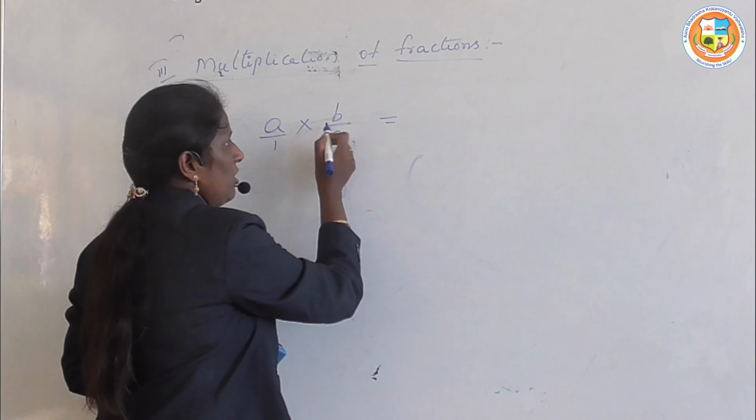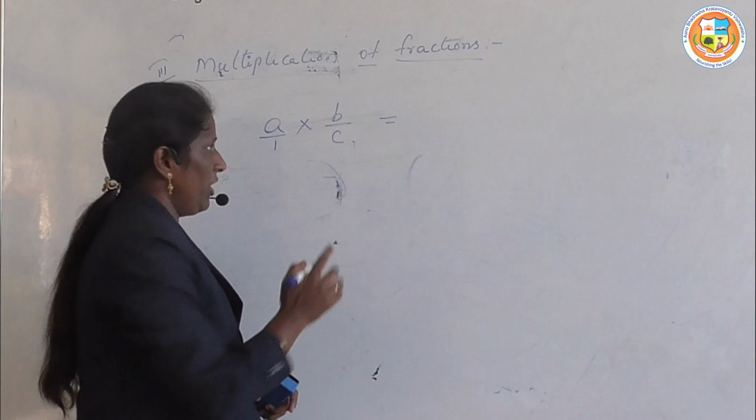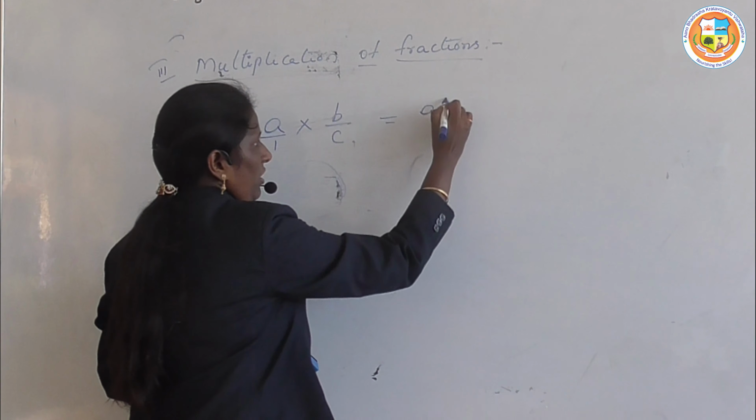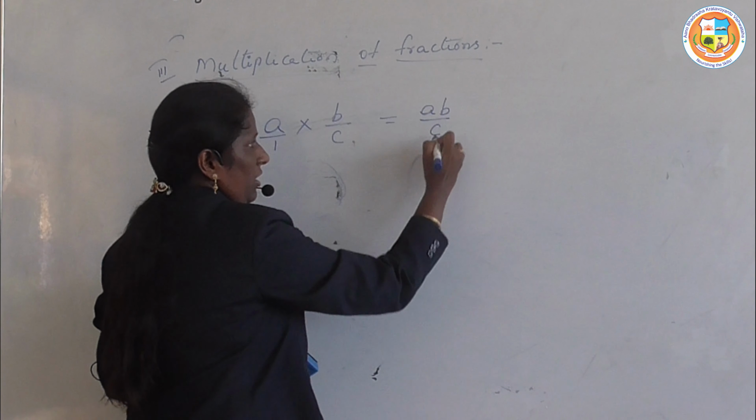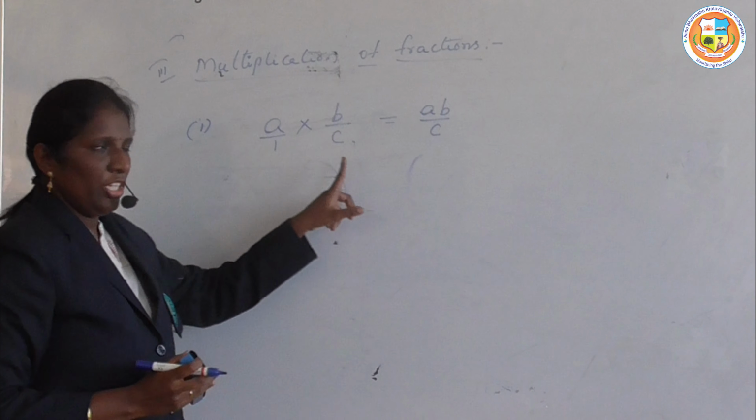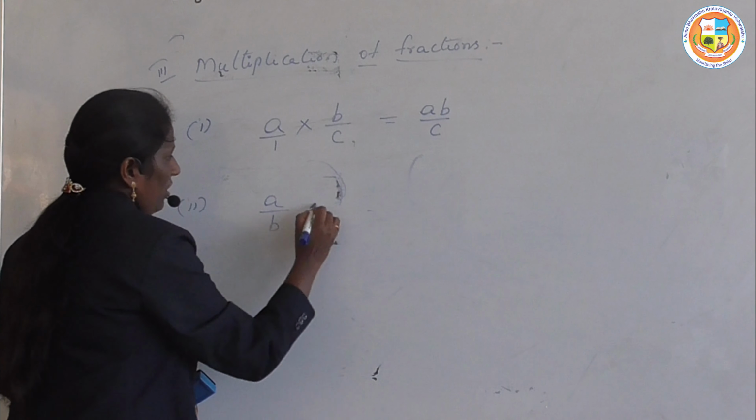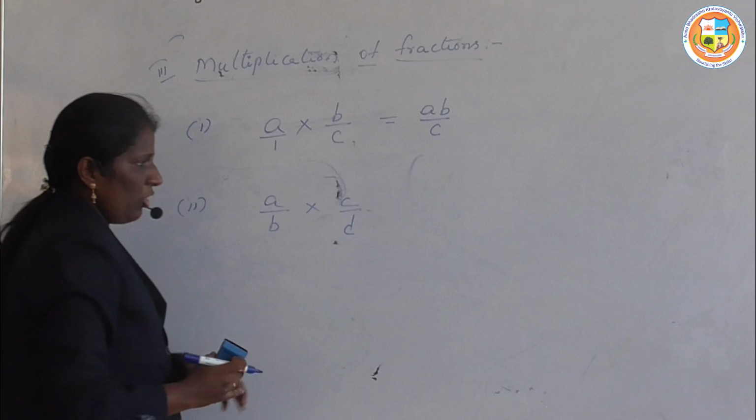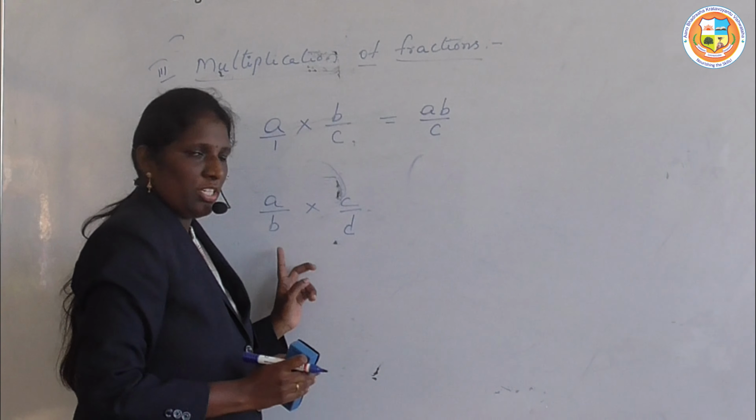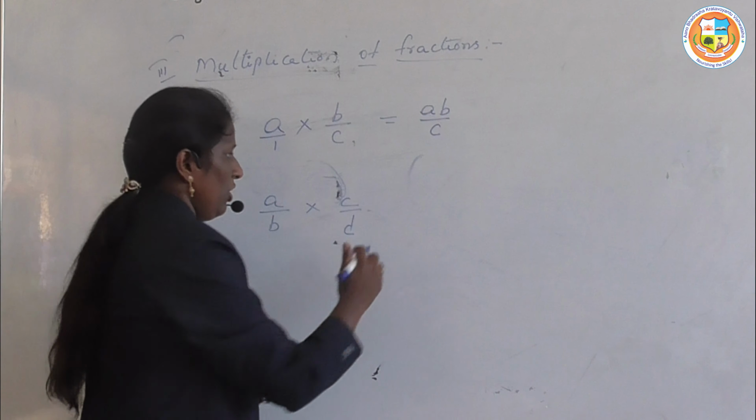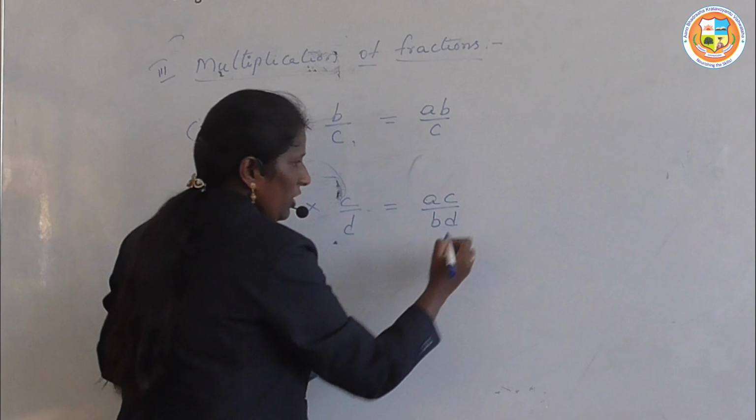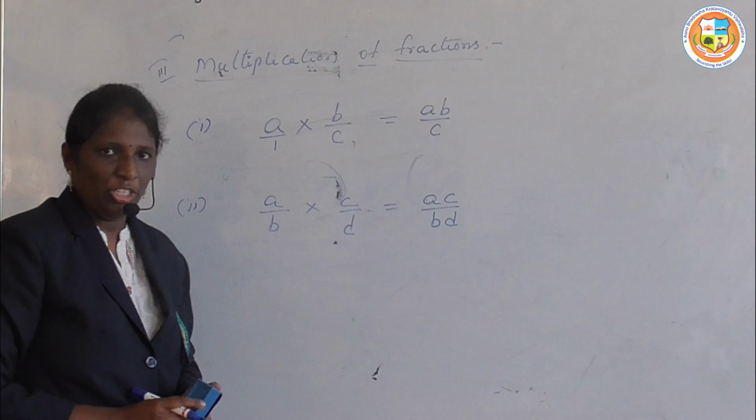That's why, multiplying a whole number and a fraction: multiply the numerators, product of numerators by product of denominators. A into B by C is equal to AB by 1 into C. This is the product of a whole number and a fraction. Now the second case, A by B into C by D: the product of two fractions, multiply fraction into fraction. Product of the numerators is a into c, ac, by the product of the denominators b into d, bd. These two cases we have to follow. It is easy to do multiplications.